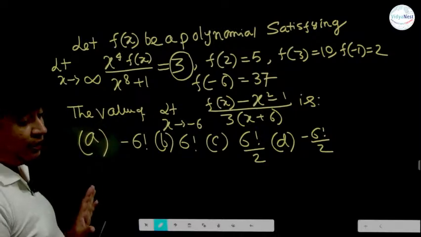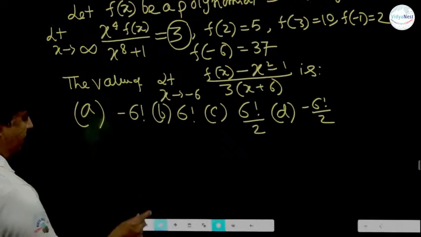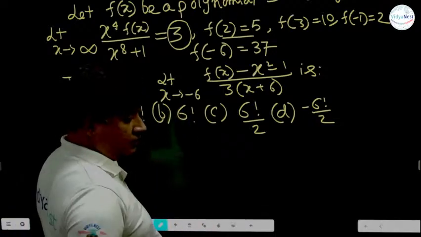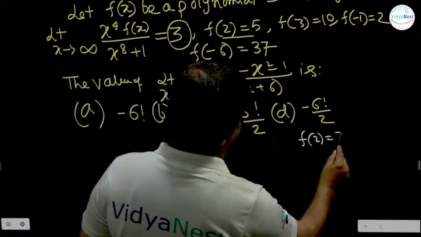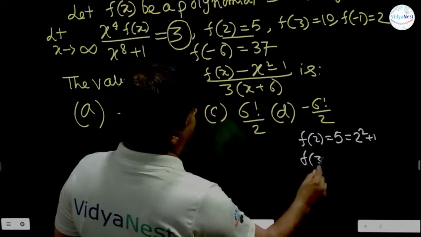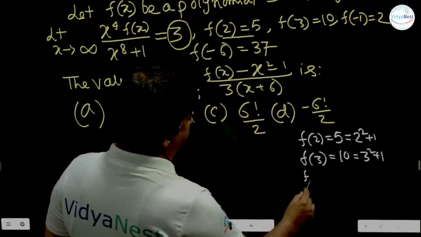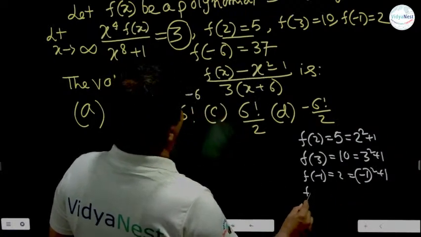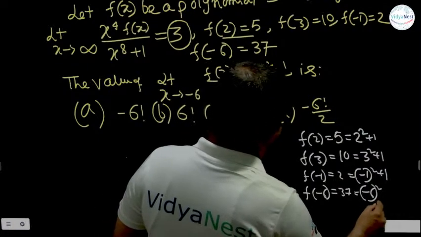So how to get the function? Maximum students get confused seeing these values. See, here you are getting f(2) equal to 5. 5 means 2 square plus 1. f(3) is equal to 10. 10 means 3 square plus 1. f(-1) is equal to 2. Minus 1 square plus 1. And f(-6) is equal to 37. Minus 6 square plus 1.